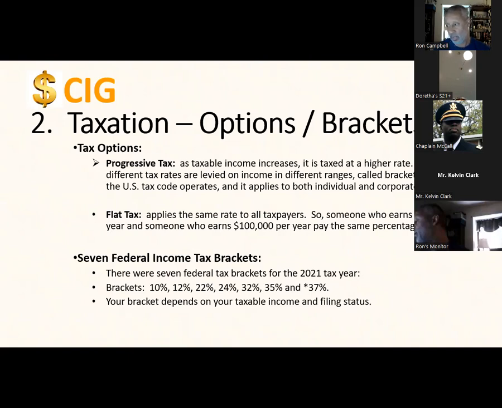That would be equivalent to a flat tax. A progressive tax is what we use in the United States. As taxable income increases, it's taxed at a higher rate, and we call those brackets. So just understand how that works. Currently, there are 7 federal income tax brackets. As of last year, you can see the brackets here and how they break down.